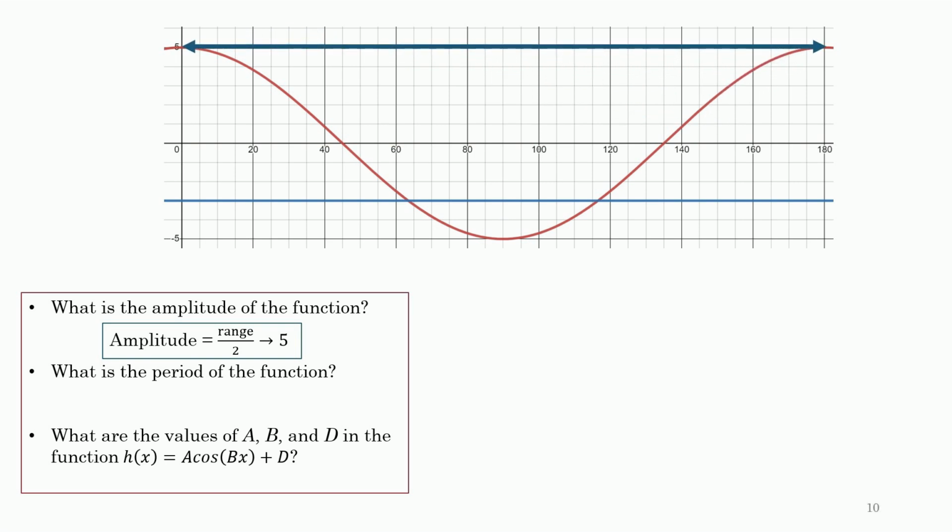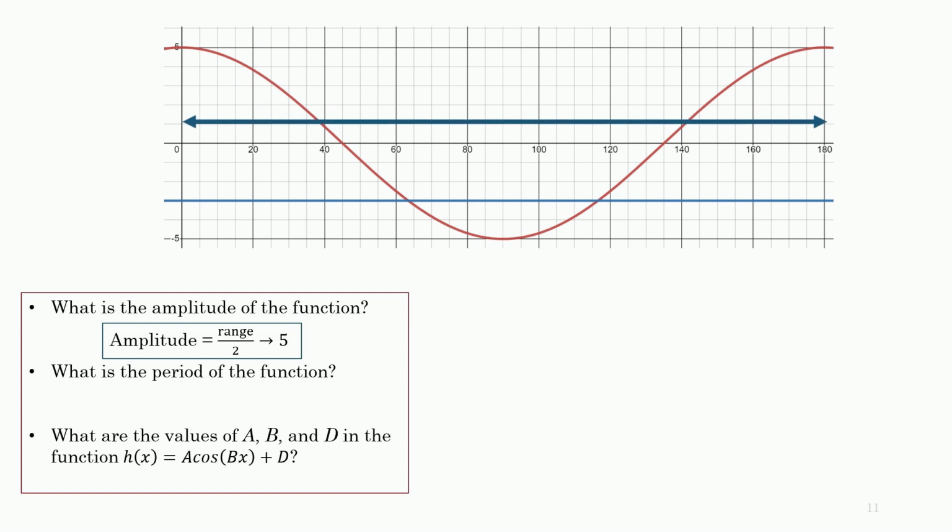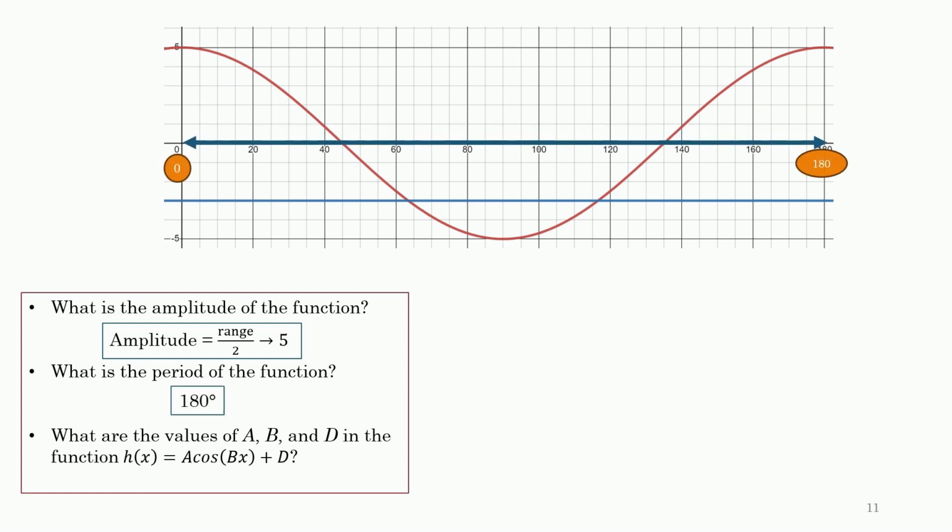Let's talk about the period. The period's pretty easy. Maybe, though, sometimes you can't see it. From one maximum to the next, sometimes it's hard to see what those numbers are, so you can just drop that whole distance down, and then look, it goes from 0 to 180, so that's a 180-degree period. All right, so now we know what the amplitude is, we know what the period is, so let's find A, B, and D. Well, A is the amplitude, so it's just 5.